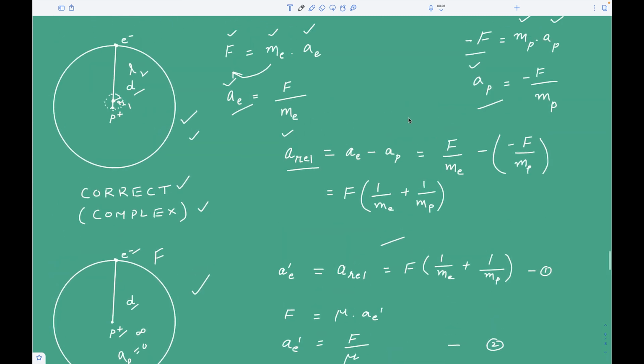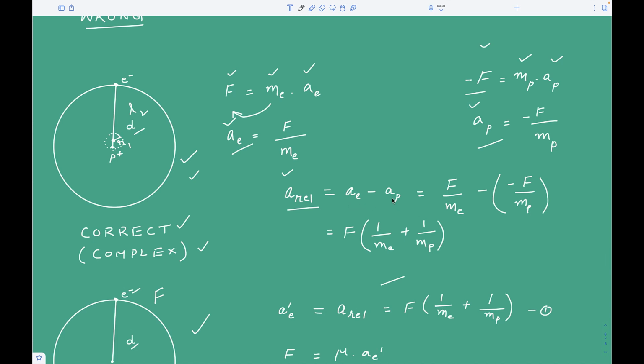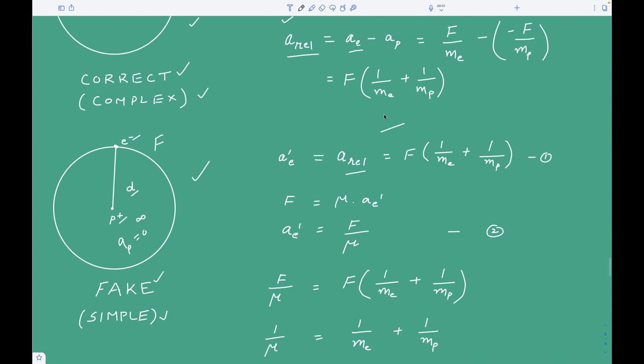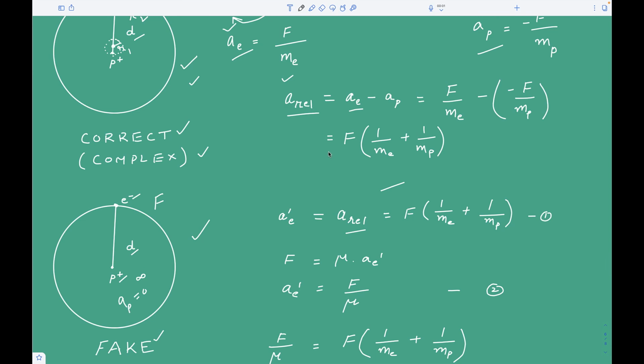See, in the real model in which both the electron and proton are accelerating, the electron contributes some amount of acceleration to the relative acceleration and the proton contributes some. But in this fake model, we are not allowing the proton to accelerate. AP is equal to 0 and it is only the electron that is accelerating. Yet we want the same amount of relative acceleration in both these models. How do we achieve this?